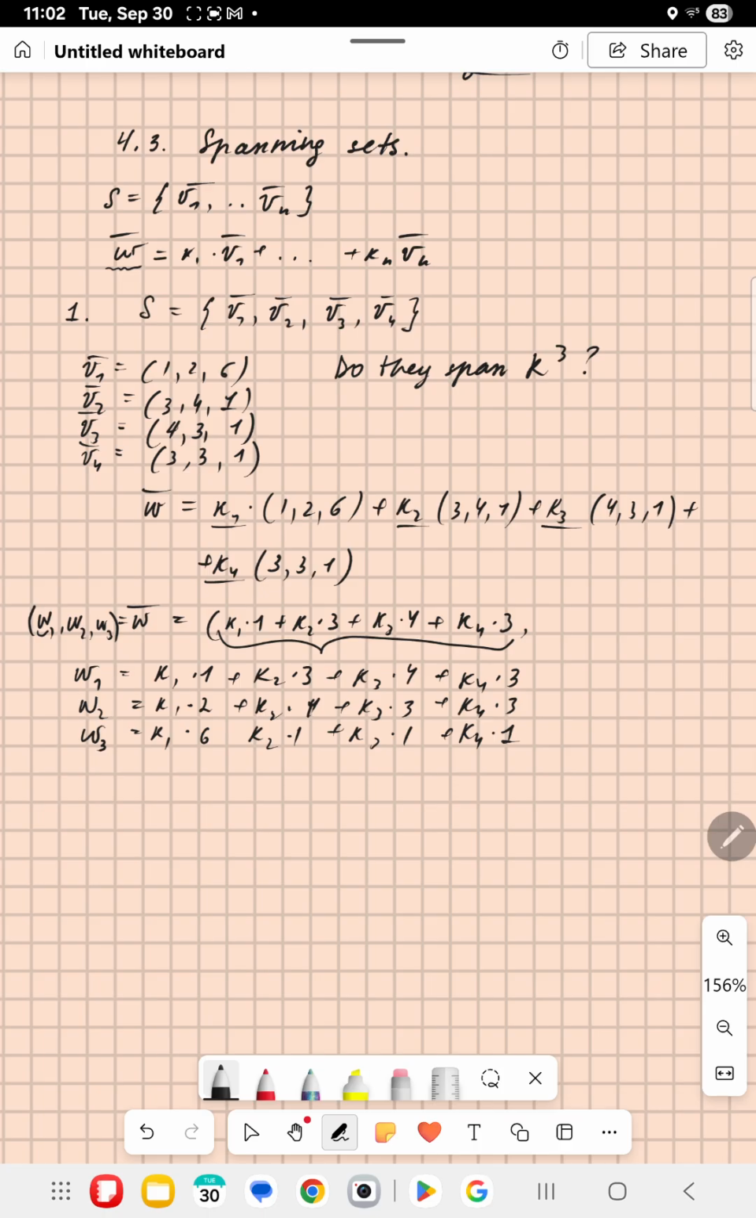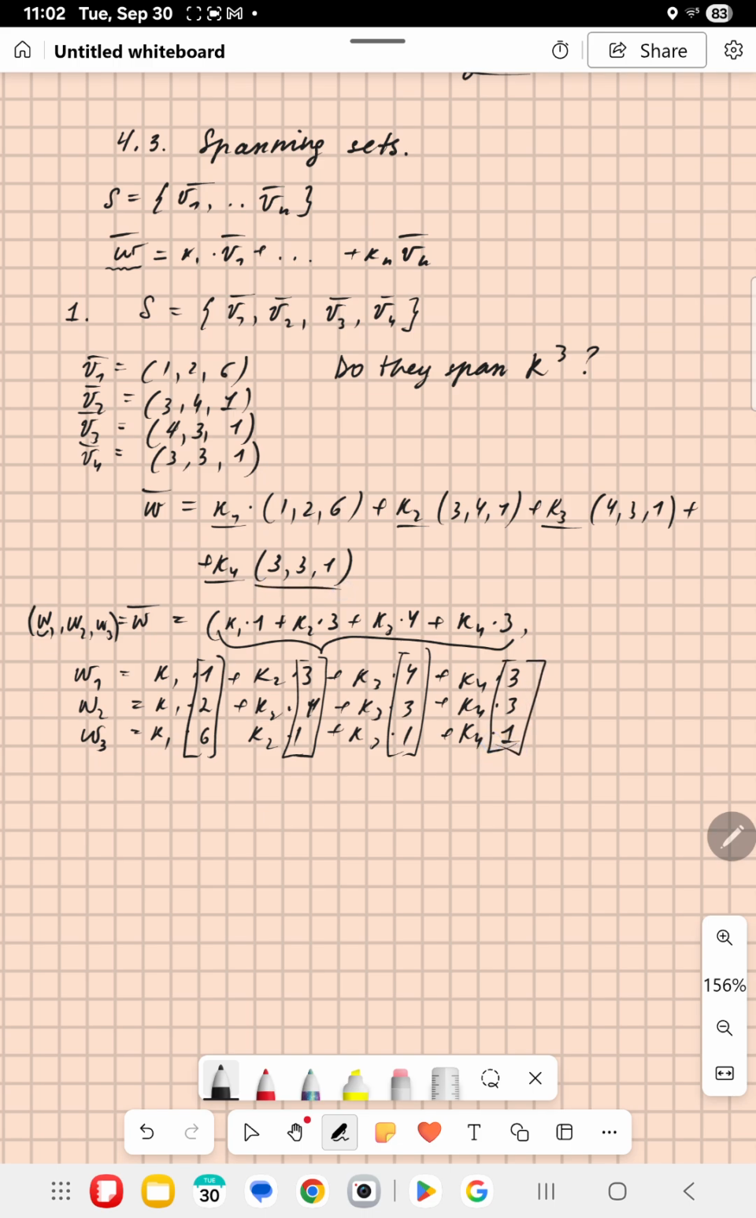Guys, if you look at this, what is this? This is a system of linear equations, right? How many variables do you have? You have 4 variables. How many equations do we have? We have 3 equations, right? And what are the coefficients? The coefficients are going to be these components, and you can always write them down as column vectors, right? That's (1, 2, 6), multiplied by k1. And the components (3, 4, 1), (4, 3, 1), and (3, 3, 1), the last 3 components.